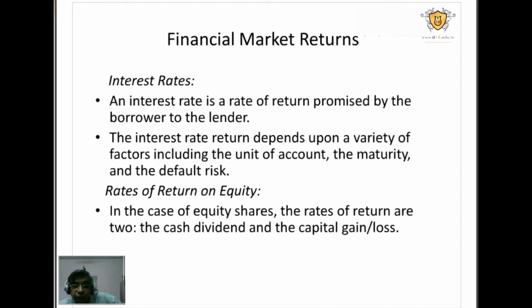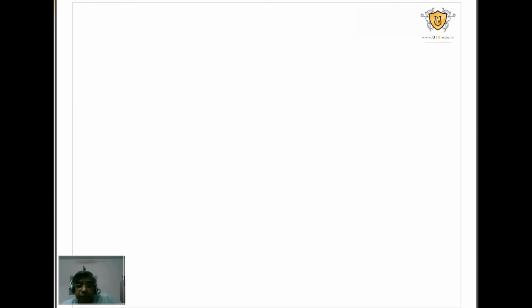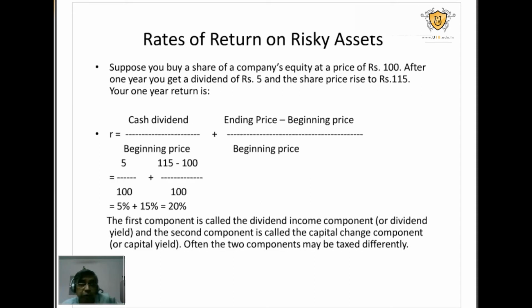Okay, next is rate of returns on equity. In the case of equity shares, the rates of return are two: the cash dividend and capital gain or loss. Now this we looked at last time, but I have given a simple example that when we consider return on equity shares, we have to consider both. And what are they? We have to consider the return on cash dividend, and we have to see capital gains. This is important in the sense that quite often the taxes on the two parts are different.